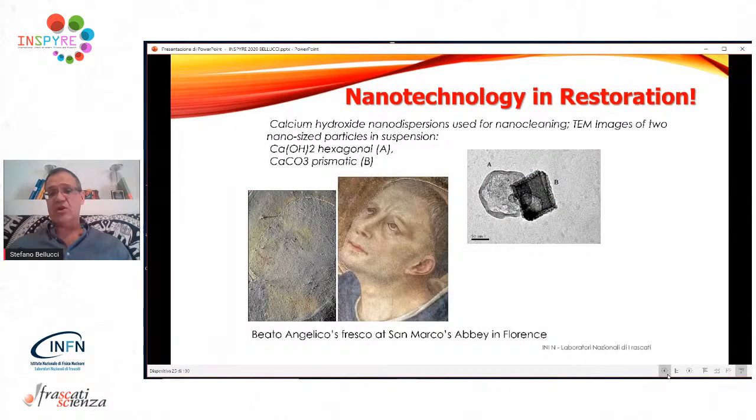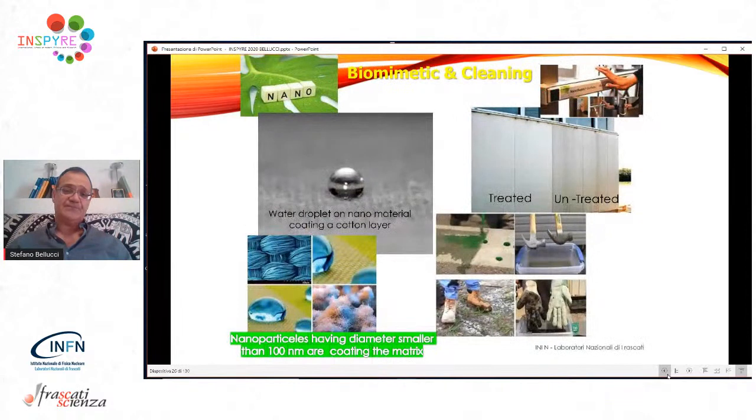Nanotechnology is also normally in use in cultural heritage. And here is an example of a fresco in Florence where calcium hydroxide nanodispersions have been used for nano cleaning. So you see on the right hand side the images at the transmission electron microscope of two nano-sized particles that are used in the dispersion or in the suspension. And they have different shapes, different structures. The A is a hexagonal calcium hydroxide. The other one is a carbonate, and it's prismatic.